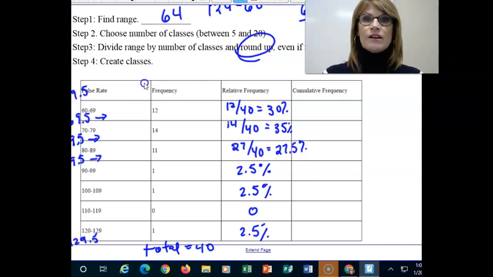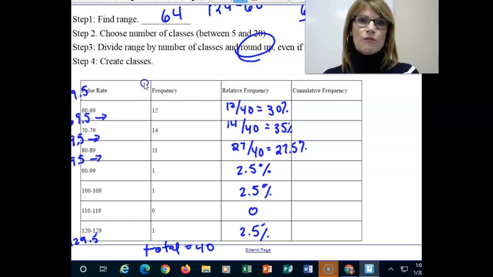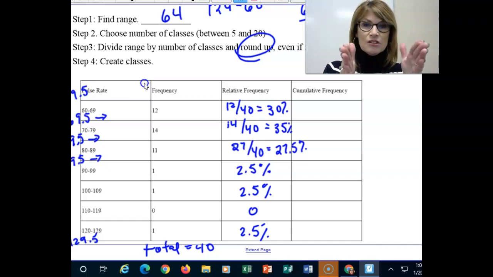Ours came out exactly 100% because dividing by 40 is not strange, but what if we had 41 or 47? Then we would get a bunch of decimals and we would have to round off. And you get a little bit of round off error, so it could be anywhere from like 99% to like 101%, depending on how you rounded things off. And that's okay, but pretty much it's going to be close to 100.